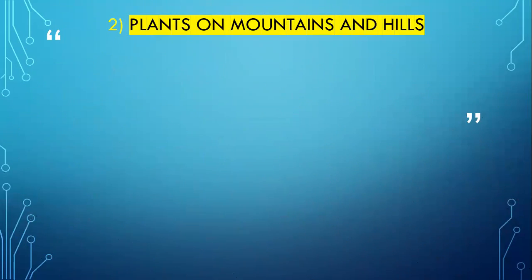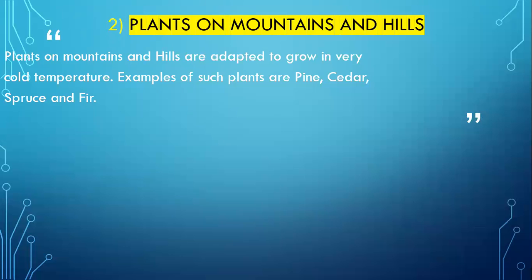Now, there is another category, that is plants on mountains and hills. What are plants on mountains and hills? The plants on mountains and hills are adapted to grow in very cold temperature. As we know, on the mountains there is very cold temperature. So such plants have to be modified and adapted to grow in such a cold climate. Examples of such plants are pine, cedar, spruce and fir.